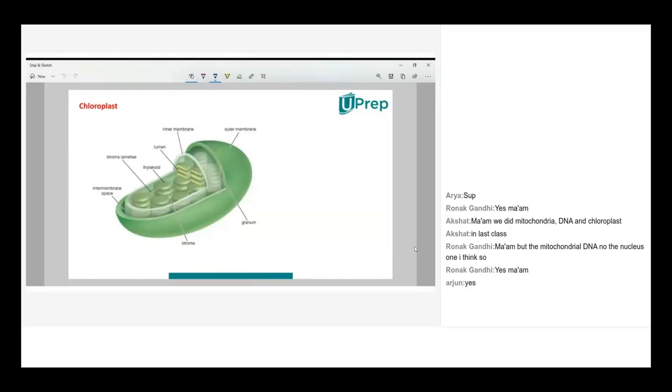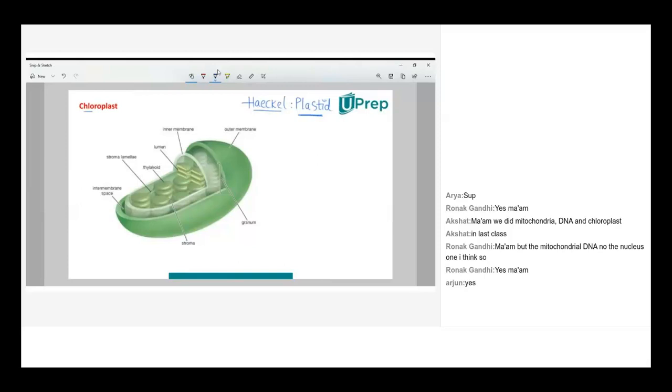Here are a few scientist names we have to learn. Like I think I gave the word Haeckel. Haeckel is a scientist who gave the word plastid. Then under plastids, various different types of plastids will be there. Among them, chloroplast is one kind of plastid.